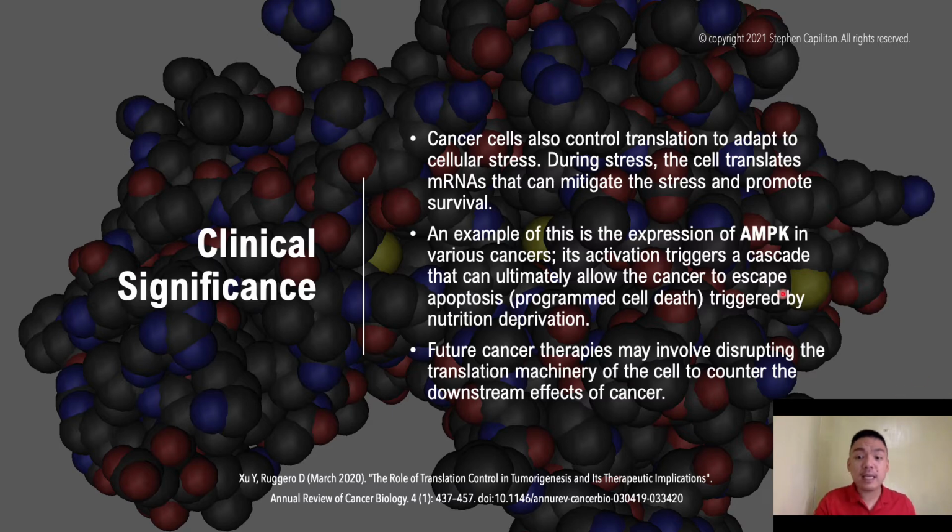This AMPK is an enzyme which plays a big role in cellular energy homeostasis, or balance. It also largely activates glucose and fatty acid uptake when your cellular energy is too low. And this is very important for future cancer therapies that involve disrupting the translation machinery of the cell to counter the downstream effects of cancer.